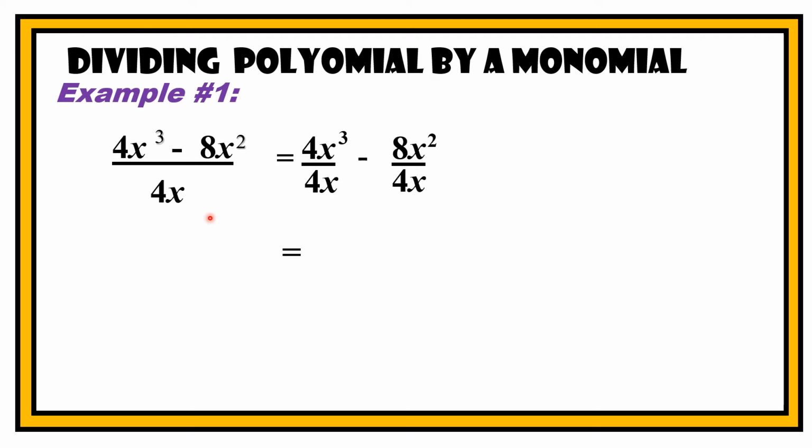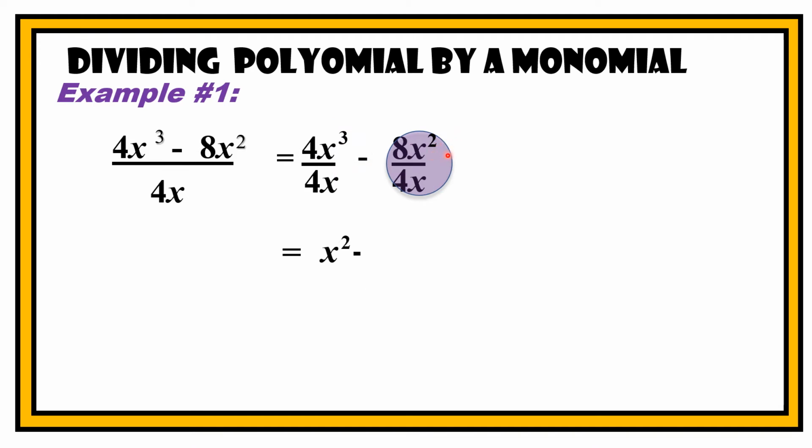So, divide na natin yung 4x cubed sa 4x. 4x cubed divided by 4x is equal to x squared. So, bakit siya x squared? Kasi 4 divided by 4 is equal to 1. So, understood na ang numerical coefficient nito ay 1. Then, apply natin yung law of exponent. So, copy natin yung base, so we have x. Then, subtract natin yung exponent. 3 minus 1 equals 2. Kaya x squared.